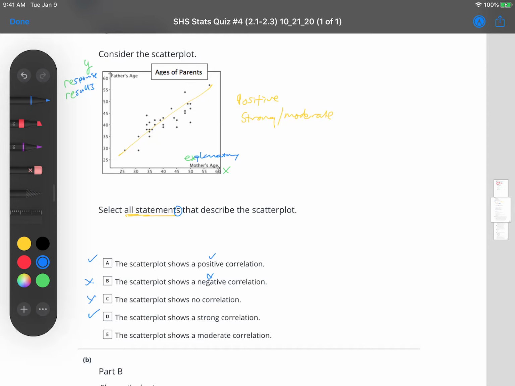Okay, so how can you distinguish the two? I definitely see a lot of points on the line that I drew, or any line that you can possibly draw. So I would say this would be a strong and not moderate. So my answers are A and D.